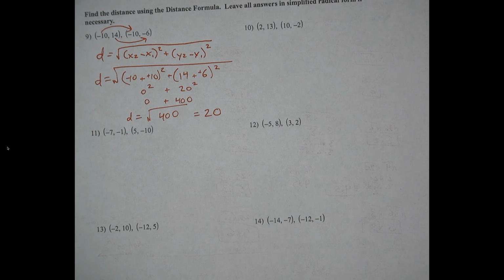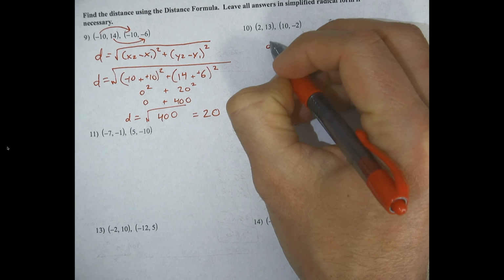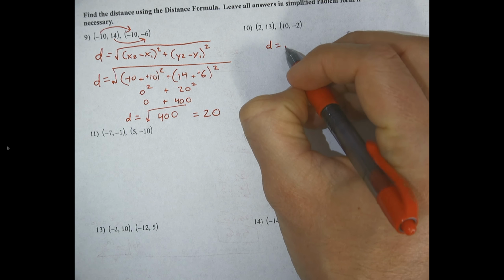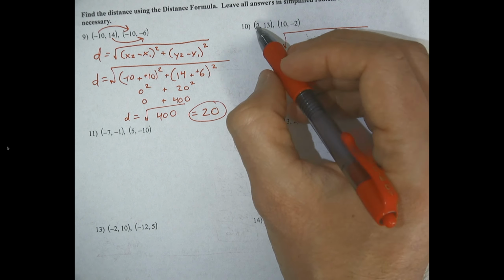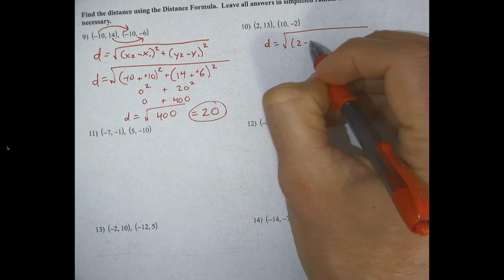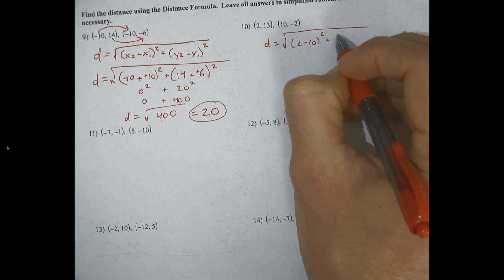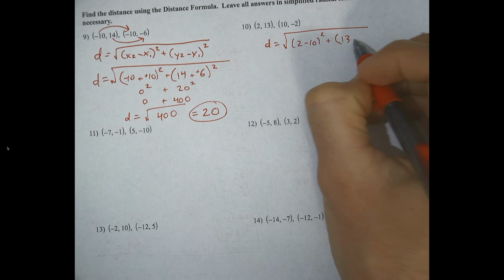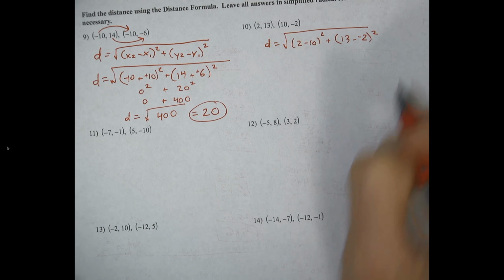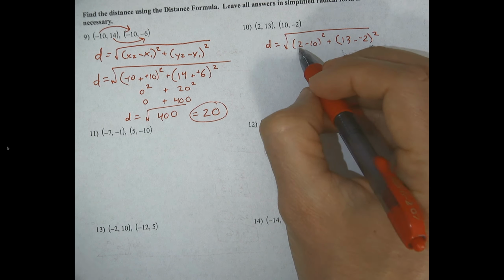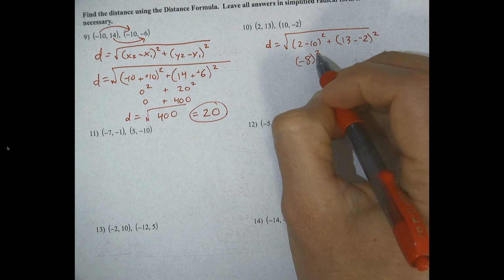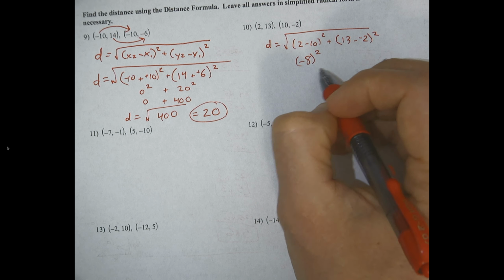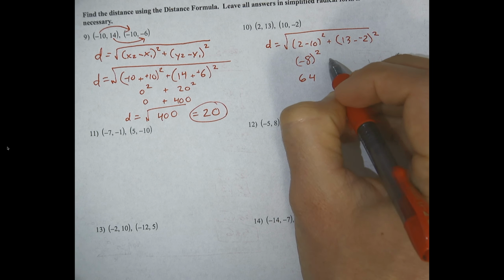Okay, plugging in here, I'm going to go directly into the formula now. This was our answer. So I'm going to do x minus x, so 2 minus 10 squared plus y minus y, 13 minus negative 2 squared. 2 minus 10 is negative 8 squared. That will become a positive. Any negative squared is a positive, so that's 64.